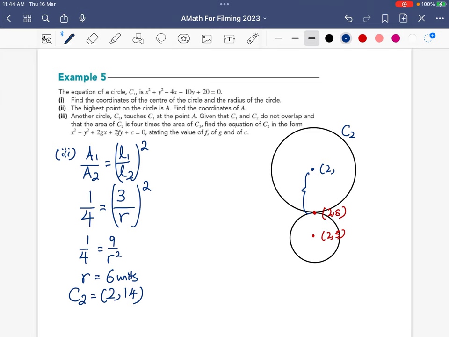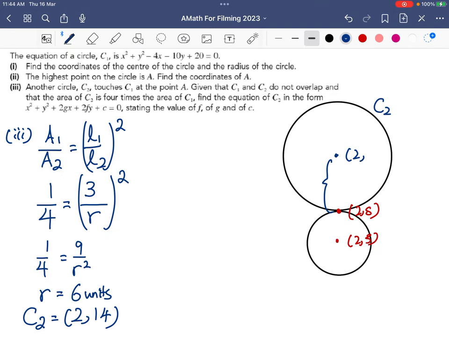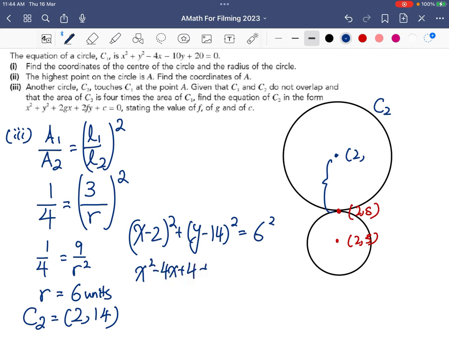So what I can do here is this. I just form the general equation of circle first: (x minus 2) squared plus (y minus 14) squared is equal to the radius 6 squared. You expand everything: x squared minus 4x plus 4 plus y squared minus 28y plus 196 is equal to 36.